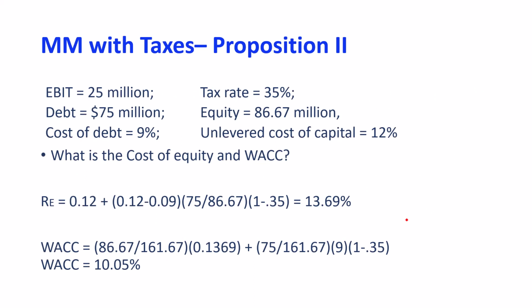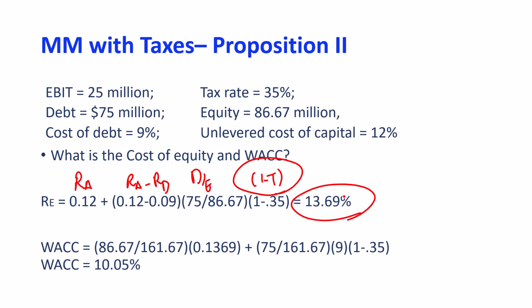For example, if you have 25 million in EBIT, tax rate is 35%, and everything is similar to what we had before. What is the cost of equity and cost of capital here? Cost of equity is, remember the formula was RA minus RD times debt to equity ratio. Now we have 1 minus tax rate. This is the additional term that we have. So see, with additional debt, the cost of equity goes up from 12% to 13.69%.